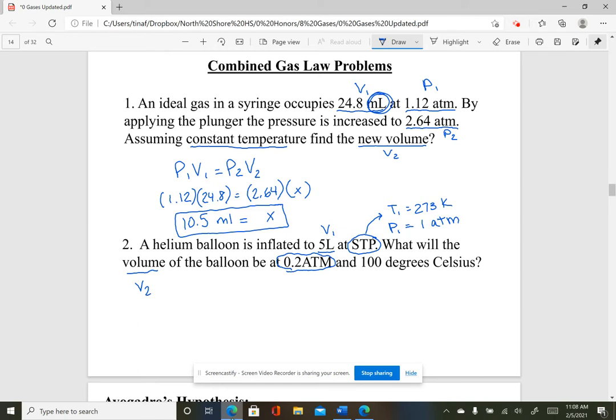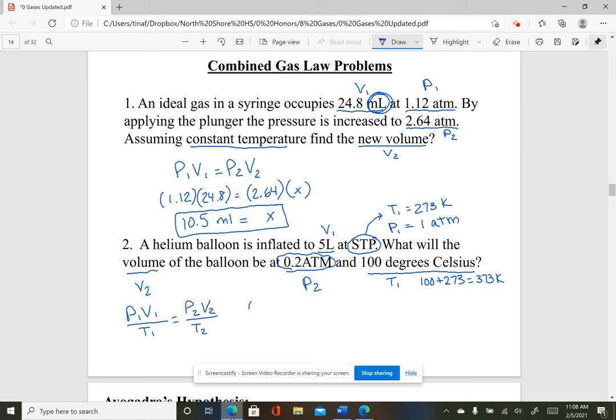If the pressure changes to 0.2 ATMs and temperature 1 is 100 degrees Celsius, I'm not allowed to keep that in Celsius. I have to convert that to Kelvin, so that's going to be 373. All right, so nothing stayed constant here, meaning that I need to plug something in for every variable in my combined gas law equation.